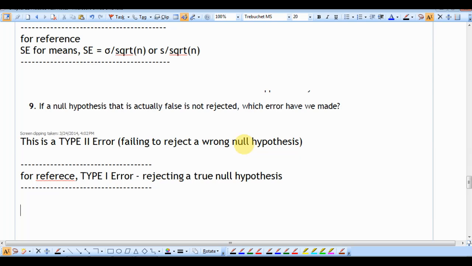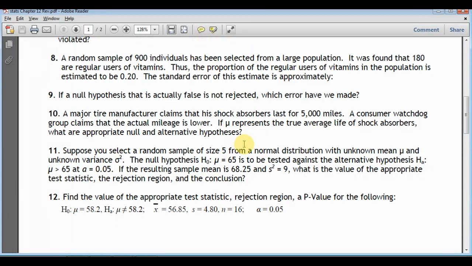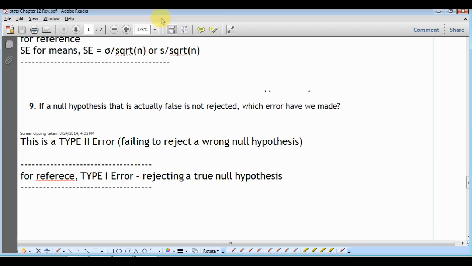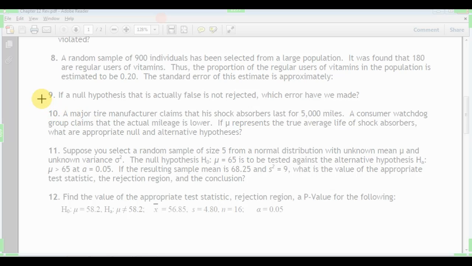Question 10. Almost done. I can't believe we're almost done. You should be like, oh yeah, by the way, calculus review, like 10 minutes after stats out.